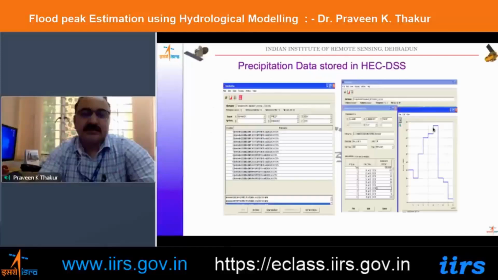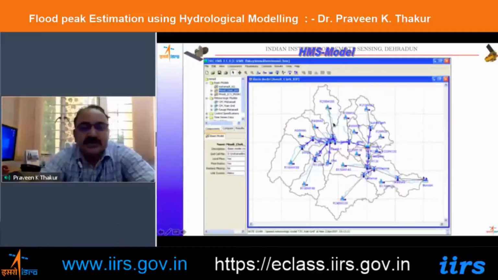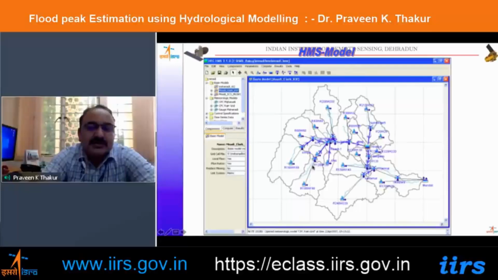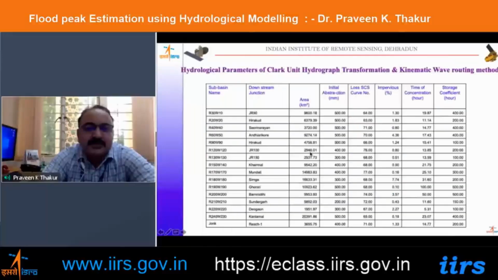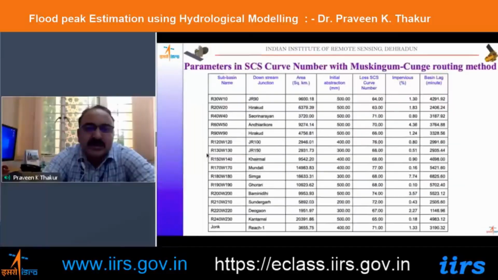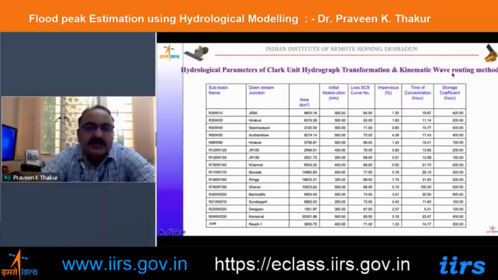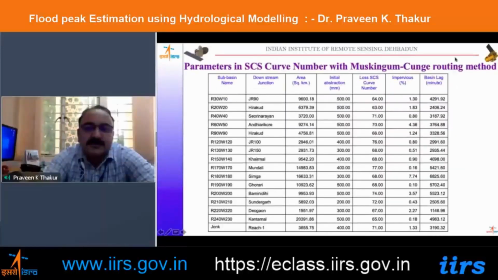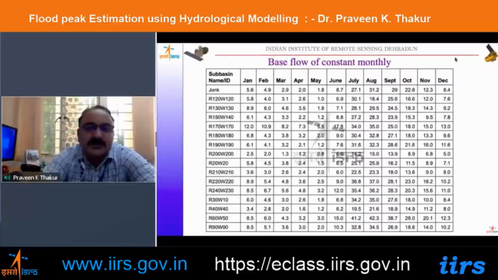So once all these physical parameters and subbasins are generated and met models are added, we export it into the HMS model, and this is the schematic of the HMS model. There are two sets which we have used here. One is Clark's unit hydrograph transformation and kinematic wave routing. Second is SCS curve number with the Muskingum convolution method. And this is the base flow component.